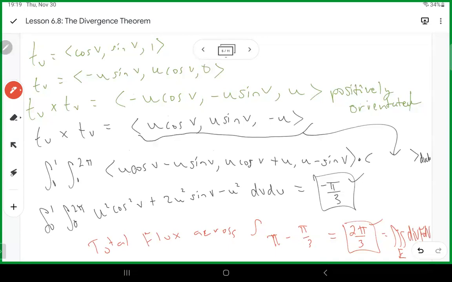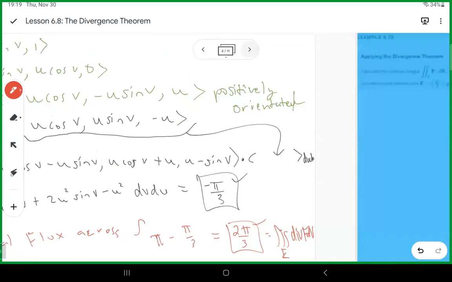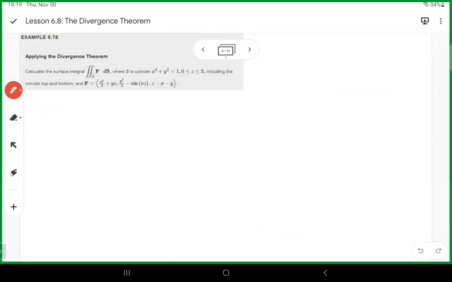So then we have verified the divergence theorem because of that. All right. Okay. Calculate the surface integral where S is the cylinder, including the circular top. We would calculate the integral without the divergence theorem, but the calculation is not straightforward. So by contrast, we're going to use this one.